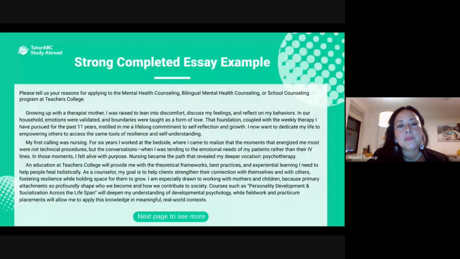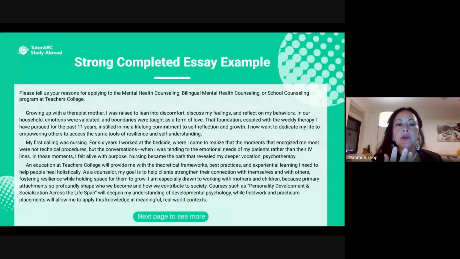Okay, growing up with a therapist mother, I was raised to learn to lean into discomfort, discuss my feelings, and reflect on my behaviors. In our household, emotions were validated and boundaries were taught as a form of love. That foundation, coupled with the weekly therapy I've pursued for the past 11 years, instilled in me a lifelong commitment to self-reflection and growth. I now want to dedicate my life to empowering others to access the same tools of resilience and self-understanding. And then the next paragraph describes what the applicant did before this to understand why they got to where they were, to the field of psychology.